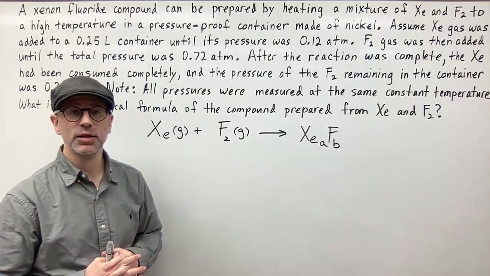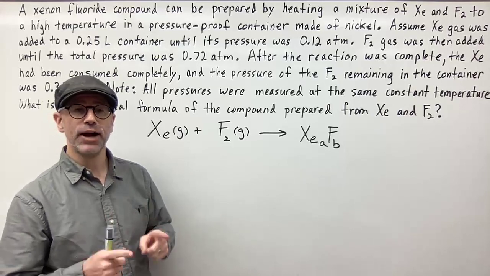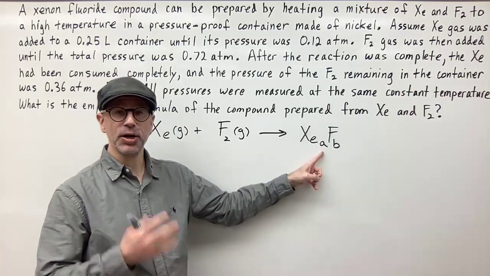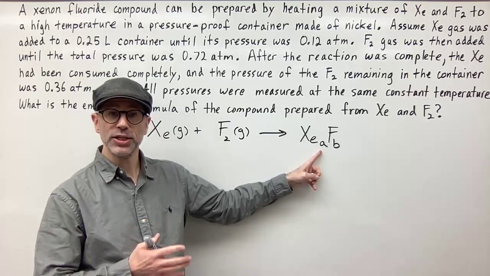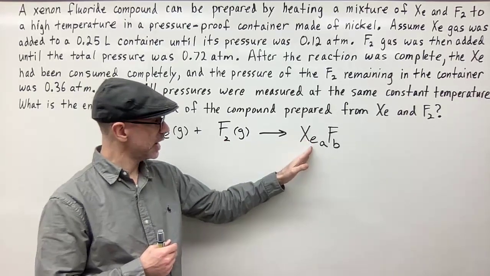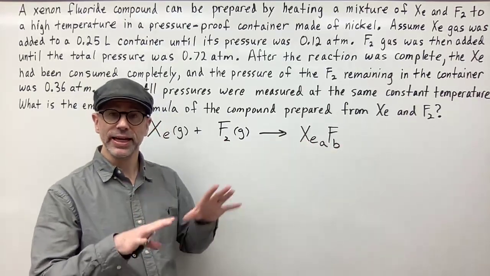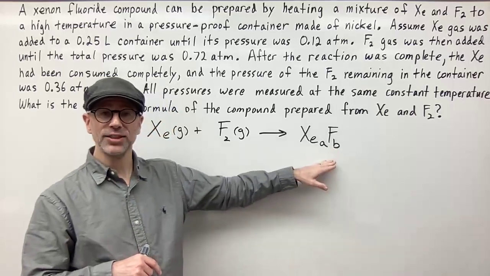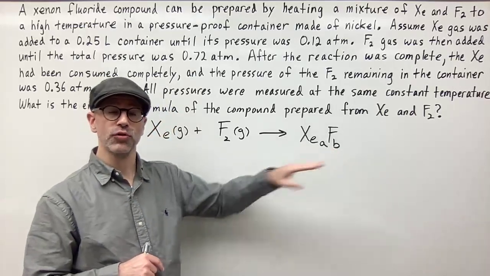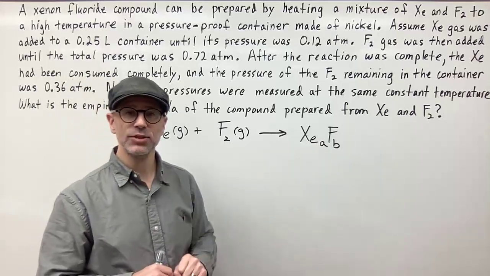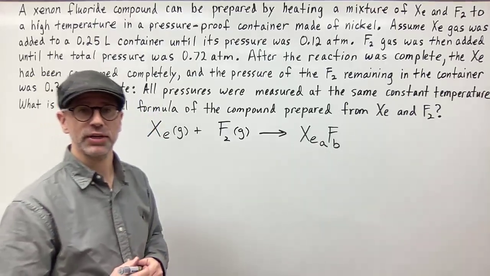Anytime that you're asked to find the empirical formula, you have to find the moles, because remember, the subscripts in the empirical formula are mole ratios. So if you can get the mole amounts of xenon and fluorine, then you can get the lowest whole number ratio from those moles. So that's always the goal, is to get moles for the empirical formula. Okay, so next let's write down all the information they're giving us.